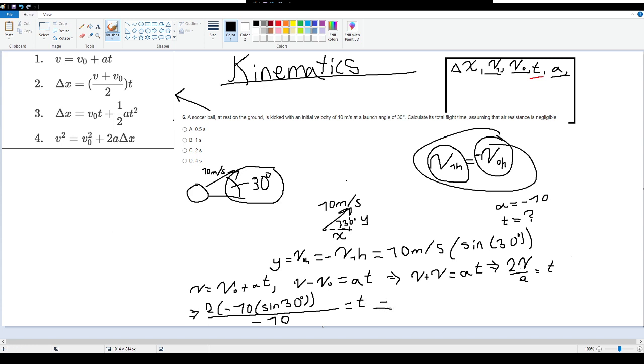And so let me go ahead and plug this into a calculator. I have 0.5 times negative 10 is negative 5. 2 times negative 5 is negative 10. Negative 10 over negative 10 is 1. So we are looking at a total of 1 second. And that is one of the answers. I assume that is correct.